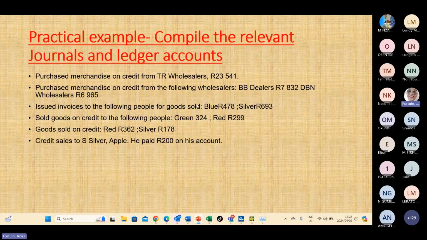Okay, so here's a practical example. I want you to compile all the relevant journals and ledger accounts for me.